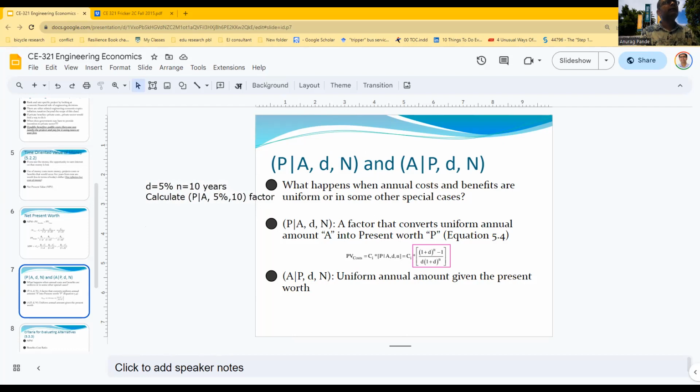I'm going to go ahead and calculate. So it's going to be 1 plus D, which is always written in terms of fractions, so 0.05, raised to power 10. And then once you calculate that, you subtract 1 from it. Then you divide this whole thing by 0.05 times 1.05 raised to power 10. So this is what becomes my factor.